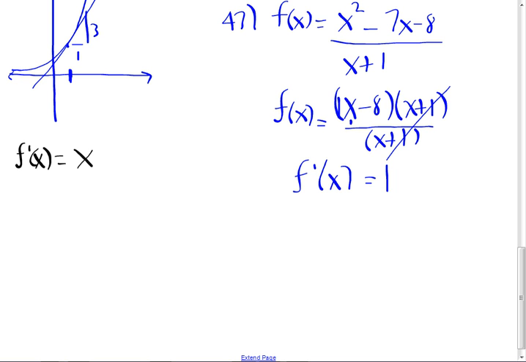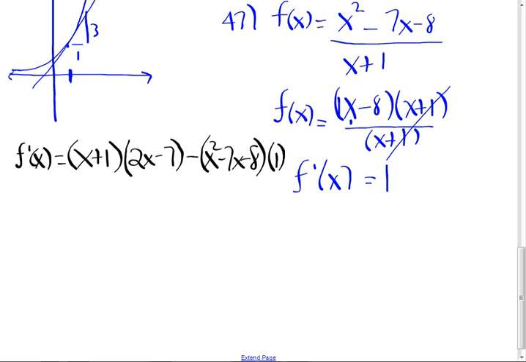Okay, it's the denominator times the derivative of the numerator. What's the derivative of x squared minus 7x minus 8? 2x minus 7 minus the numerator, x squared minus 7x minus 8 times 1, over x plus 1 squared.